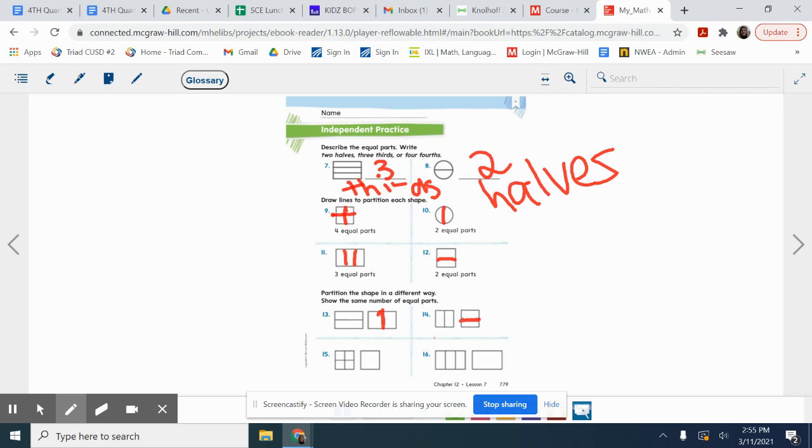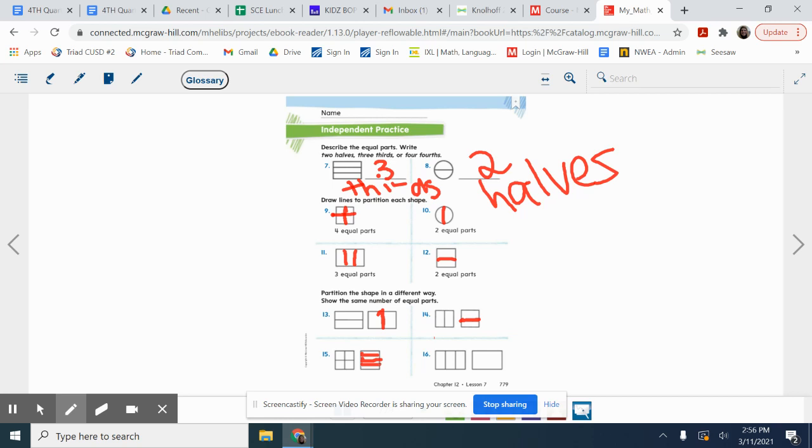Number 15, they have it divided in a plus sign. So you could do a couple things. You could draw an X, or you could draw 3 lines going across. 1, 2, 3. Obviously, that's very hard for me with my pen, but you get the picture that there are 4 equal parts if I draw 3 lines going across.